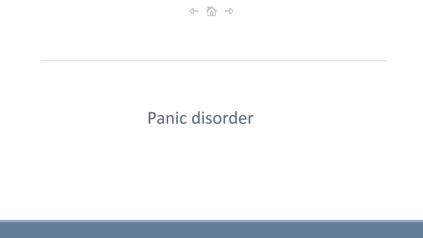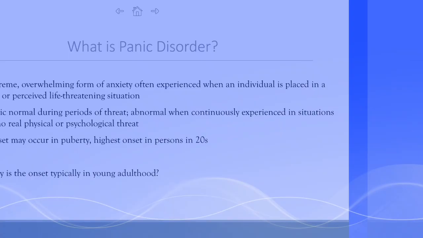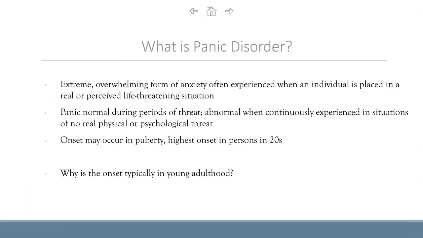So moving right into panic disorder. We're going to that last level of our 4 levels of anxiety and talking about panic disorder specifically. People have panic attacks. So what is a panic disorder? When does this become true panic disorder? This is an extreme and overwhelming form of anxiety that's often experienced when an individual is placed in a real or perceived life-threatening situation.